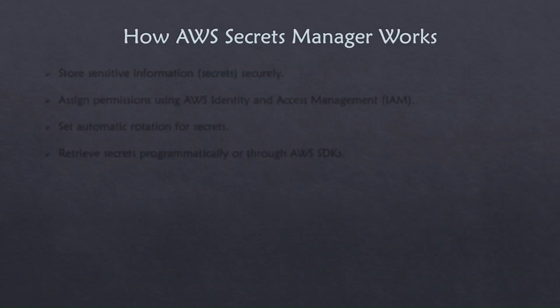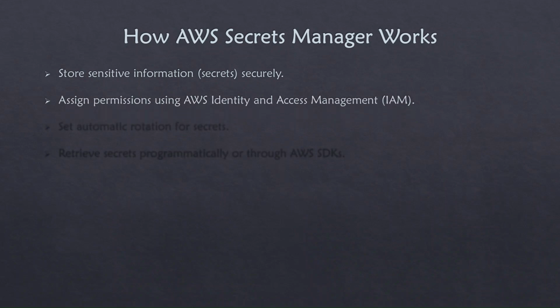So next we have how AWS Secrets Manager works. First, it stores sensitive information securely. AWS Secrets Manager allows you to securely store sensitive data such as API keys, database credentials, and other secrets. These secrets are encrypted using AWS Key Management Service to ensure they remain protected at rest and in transit.